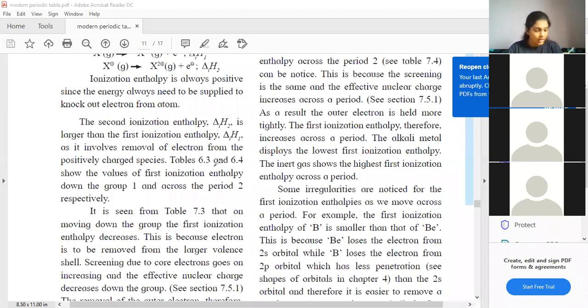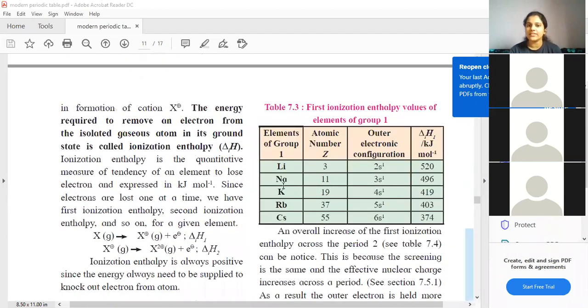Okay students, here this is table 7.3. Just do the correction, there's a typo. Table 7.3 and 7.4 show the values of first ionization enthalpy down the group and across the period, down group 1 and across period 2 respectively. If I quickly show you all, here is table 7.3. First ionization enthalpy of the elements of group 1. So they are discussing the ionization enthalpies of group 1 and which ionization enthalpy? First ionization. Students, it's very obvious, right?